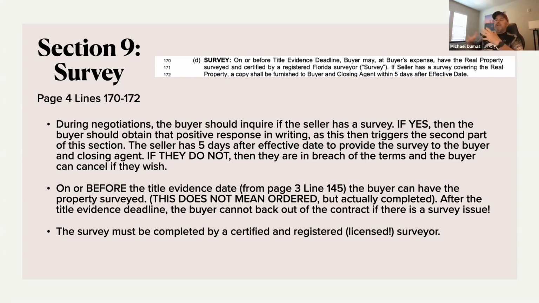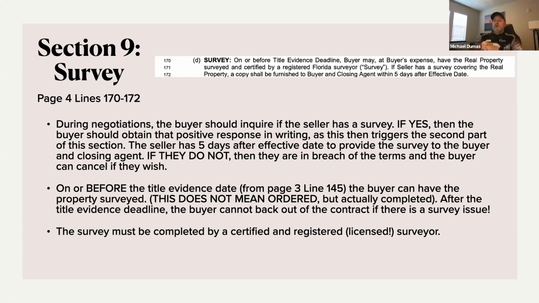As this then triggers the second part of this section, which says the seller has 5 days after the effective date to provide the survey to the buyer and the closing agent, the title company. If they don't do that, then they are in breach of the terms and the buyer can cancel the contract if they wish. Even if you have 0 inspection days, if the seller says they have a survey and they don't provide it within 5 days, the buyer has the right to cancel.